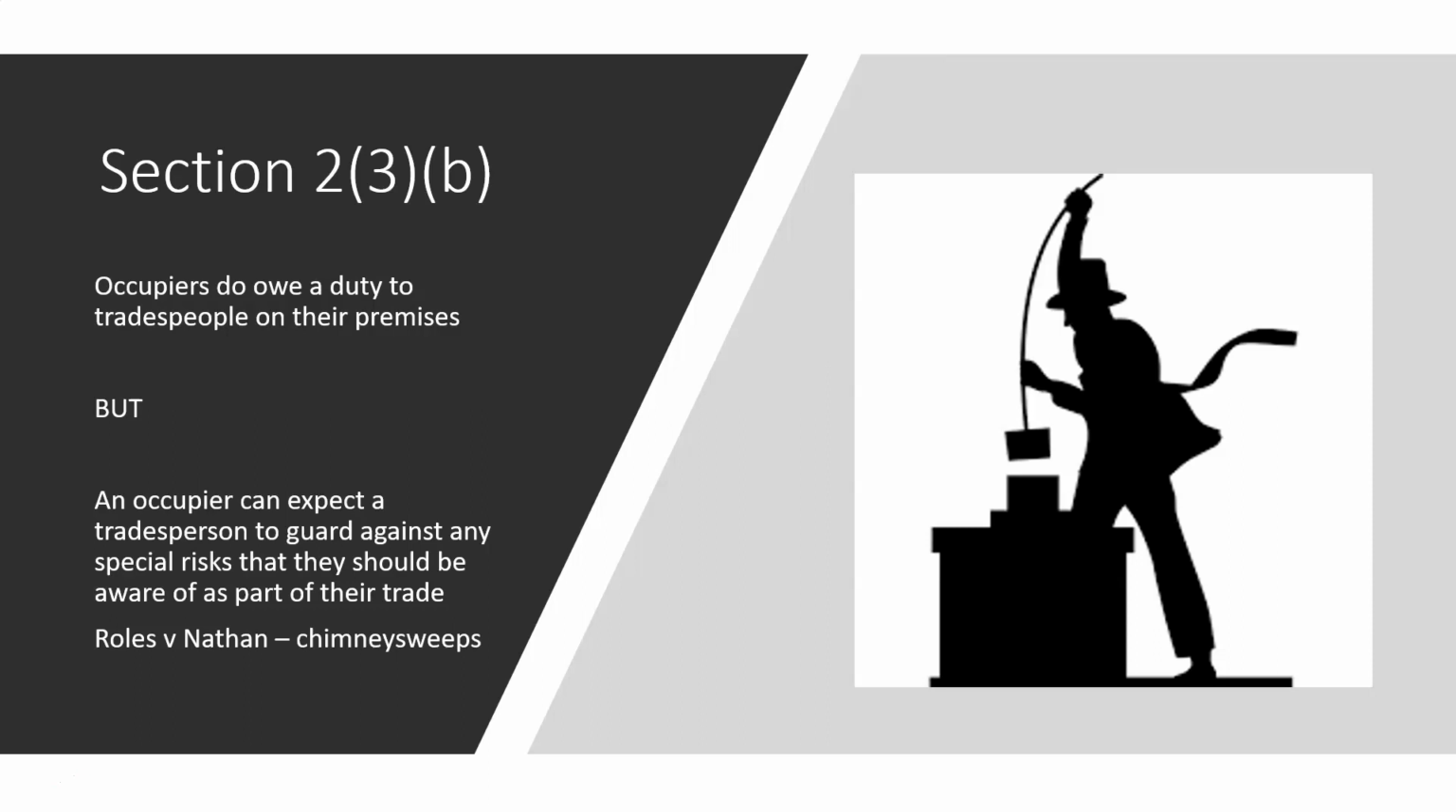In Rolls v Nathan, 2 chimney sweeps in the 1960s were injured and actually died from carbon monoxide inhalation in a chimney when they didn't take special precautions. They should have worn special breathing equipment, and they didn't, and that wasn't the occupier's fault.